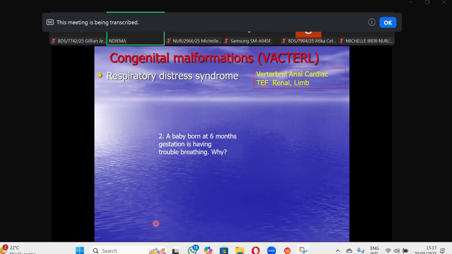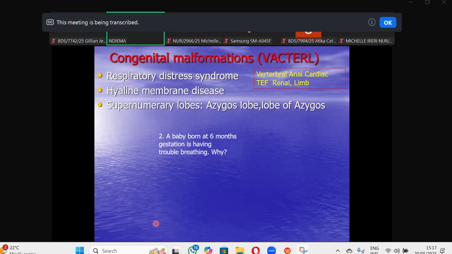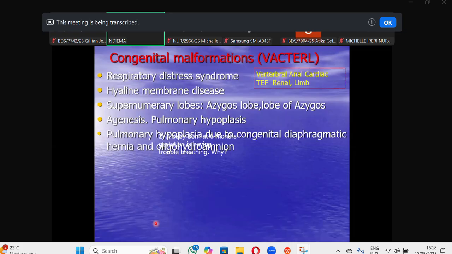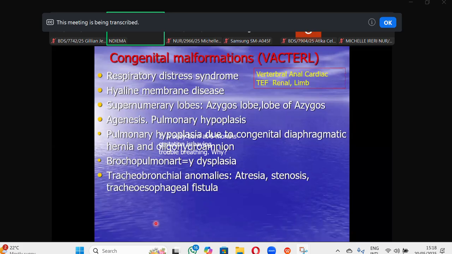So these are some of the conditions that we have: respiratory distress syndrome, hyaline membrane disease, some extra lungs because of supernumerary lobes due to division of the lung lobes, and then agenesis, which we talked about, pulmonary hypoplasia, which we talked about, and the diaphragmatic hernia, which we talked about, bronchopulmonary dysplasia because of the hernia. Tracheobronchial anomalies can be atresia, stenosis.